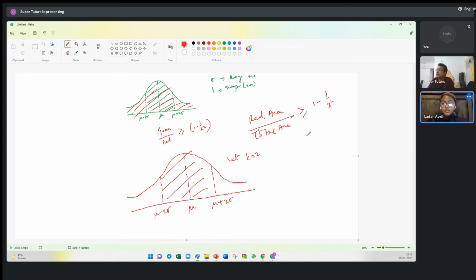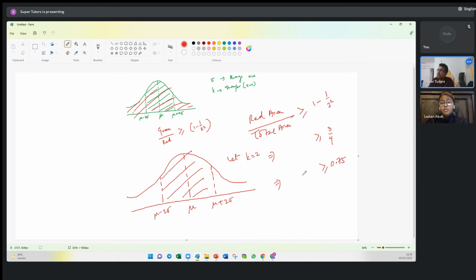So in other words, can I write this whole thing is greater than or equal to 3 upon 4? This is what you will get when you finally solve this out. So 1 upon 2 square is nothing but 1 upon 4, and 1 minus 1 upon 4 is 3 upon 4. Simple. So that again is nothing but greater than or equal to 0.75 if you do the math here.